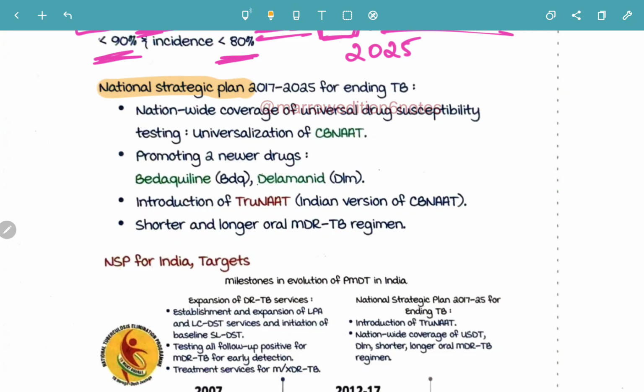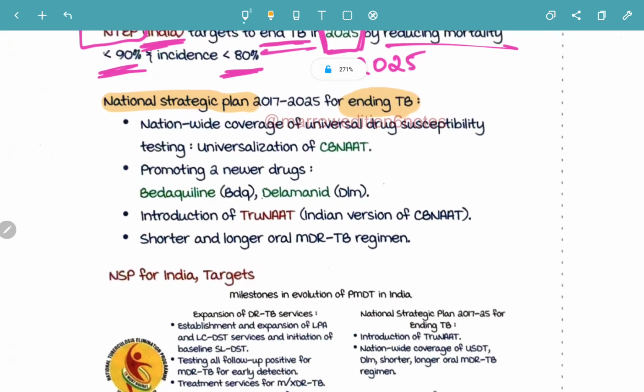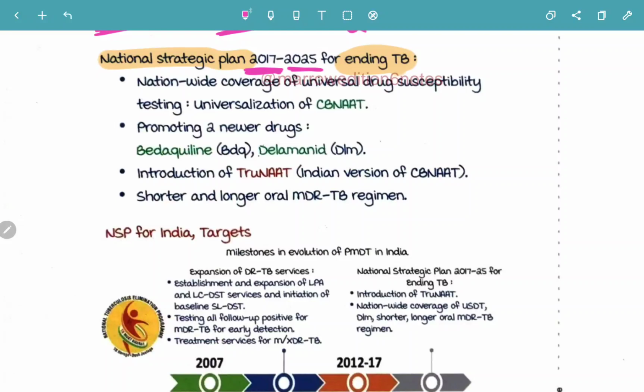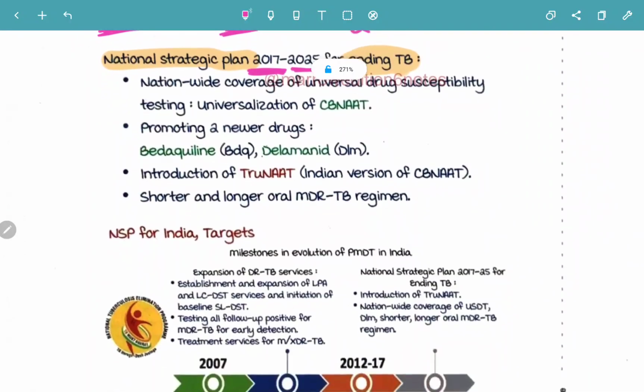Now let's look at the National Strategic Plan. The National Strategic Plan for ending TB was given for the years 2017 to 2025. First, nationwide coverage of universal drug susceptibility testing, that is the universalization of CBNAAT. The second is promoting two newer drugs, bedaquiline and delamanid.